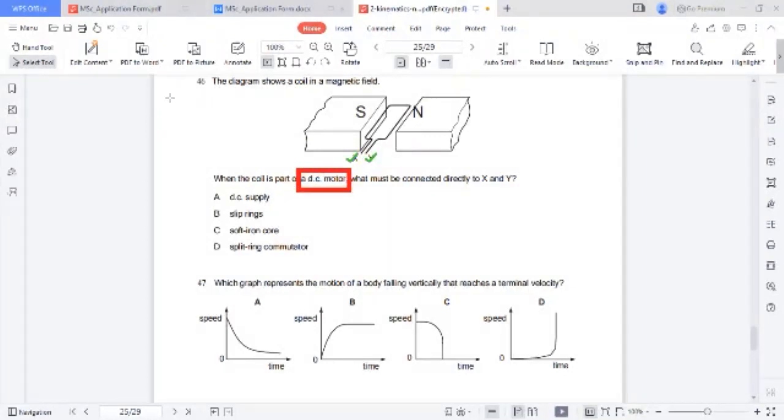So in case of DC motor, there are split rings. We will learn about split rings in electricity, but right now just consider that it's a split ring. You can search out what a split ring is. The split ring is then connected with the DC supply. So currently at X and Y position, we can expect split rings, commutators.